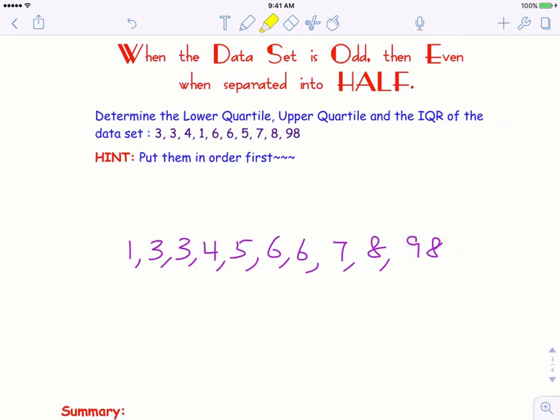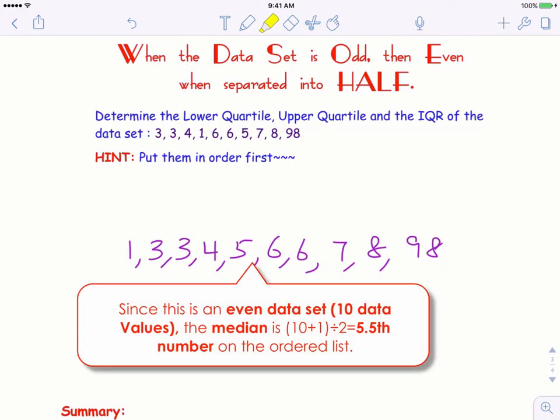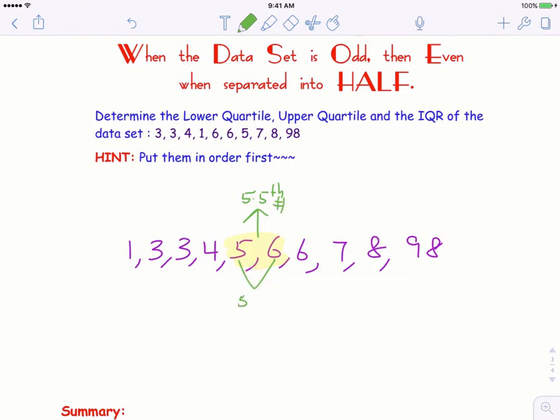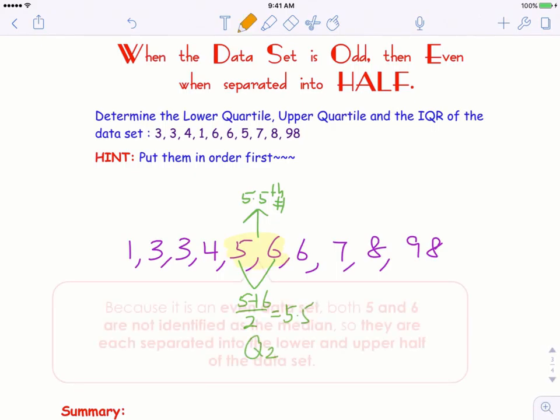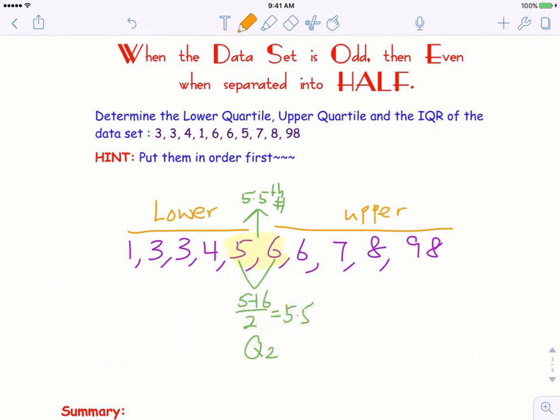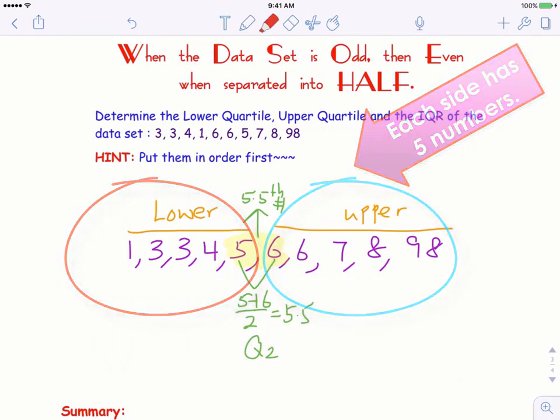Now, since it is an even number dataset, the median is in between the 5th and the 6th number, or the 5.5 location. So we have to average 5 and 6 together, which brings us 5.5 as our median as well. Because it is an even data set, both 5 and 6 are not identified as the median. They're just being used to find the median, so they can each be separated into the lower and upper half of the data set, making each side with 5 numbers.